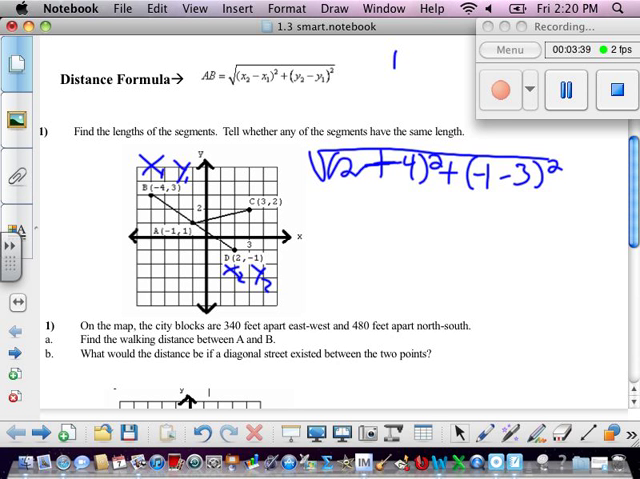Now we're going to take out our calculators and put it in your calculator. You can do it by hand if you want. Please don't talk while I'm talking. It's rude. It is the square root of (2 plus 4) squared plus (negative 1 minus 3) squared. This is x1, y1, x2, y2.